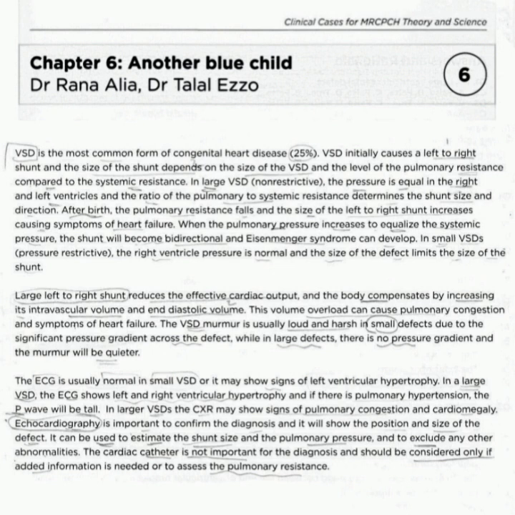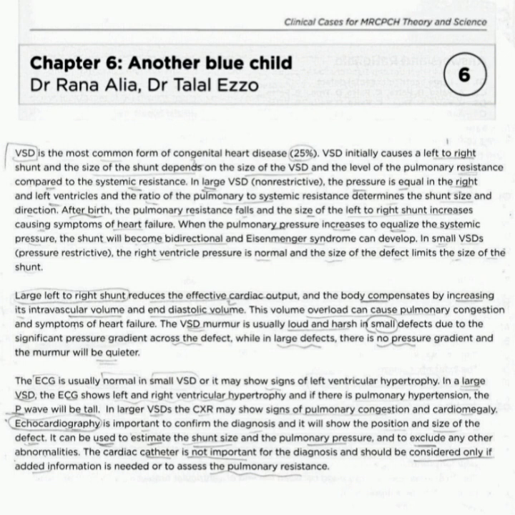The VSD murmur is usually loud and harsh in small defects due to the significant pressure gradient across the defect, while in large VSD there is no pressure gradient and the murmur will be quieter. So we can learn that in small VSD the murmur is loud and harsh, whereas in the large VSD there is a quieter murmur compared to small VSD.